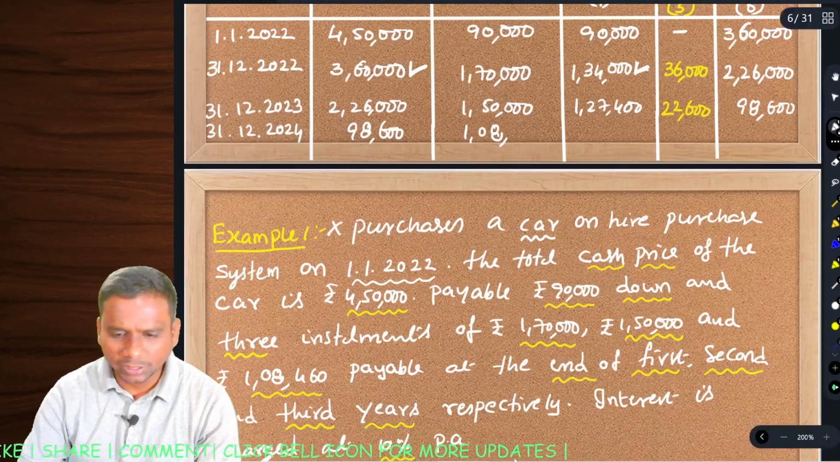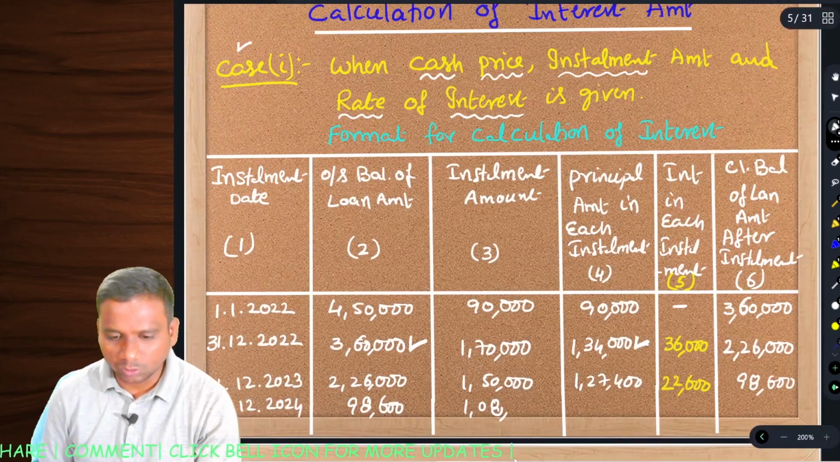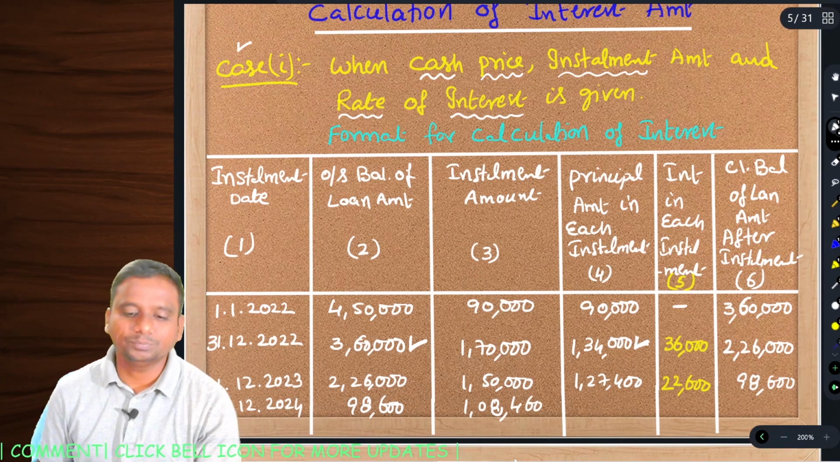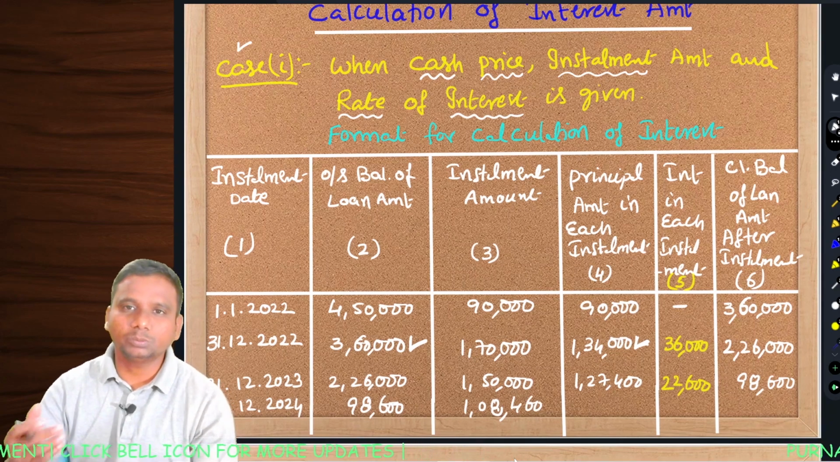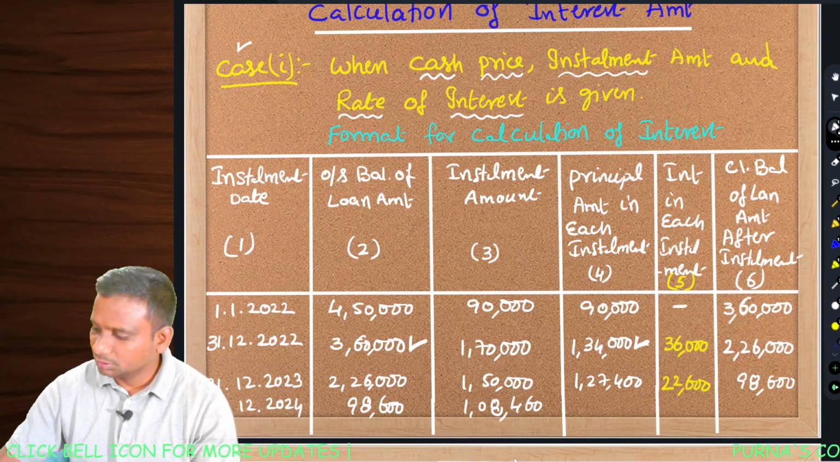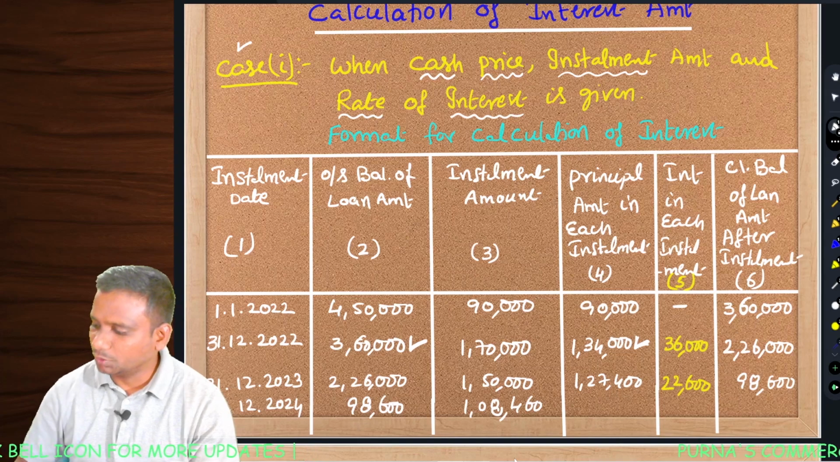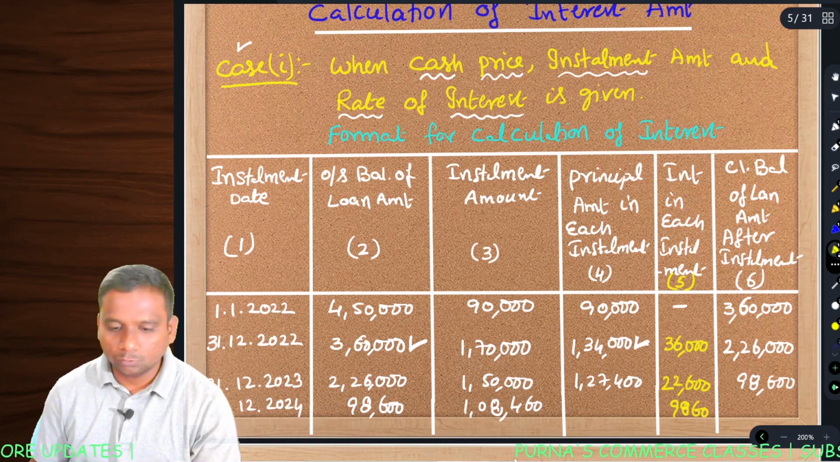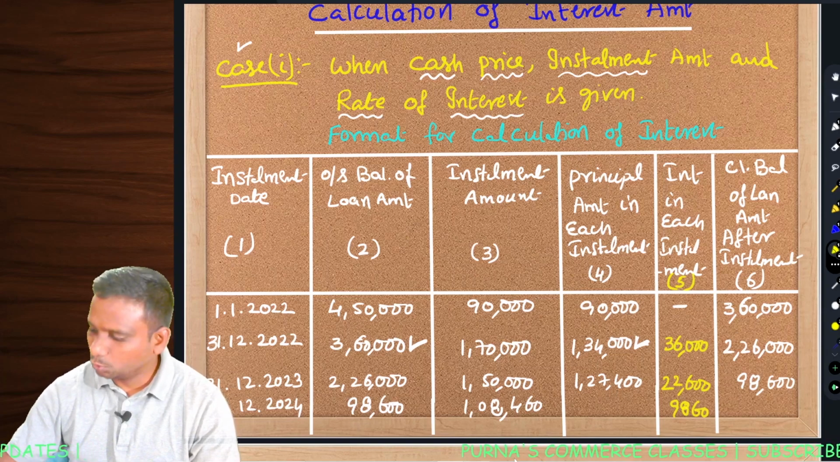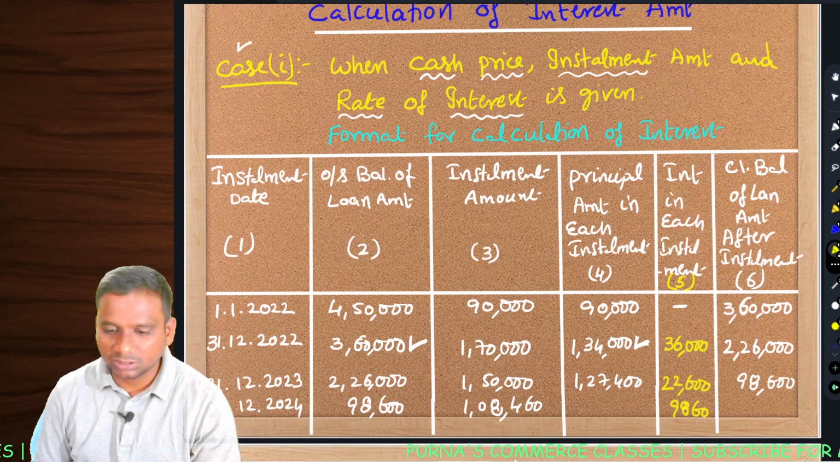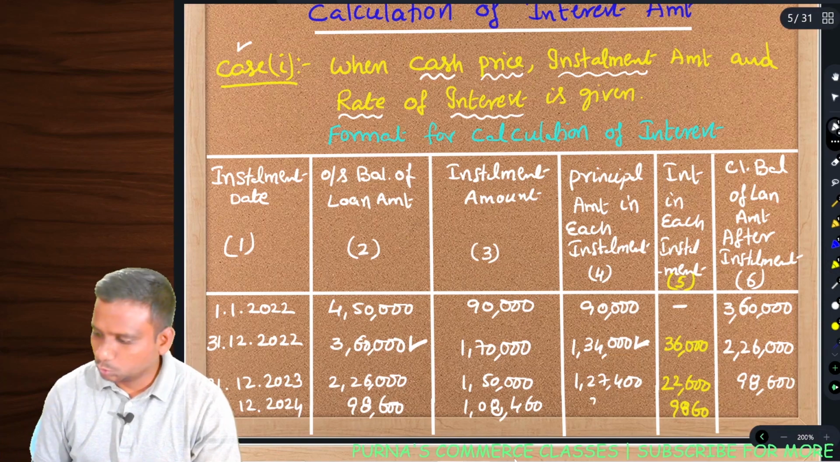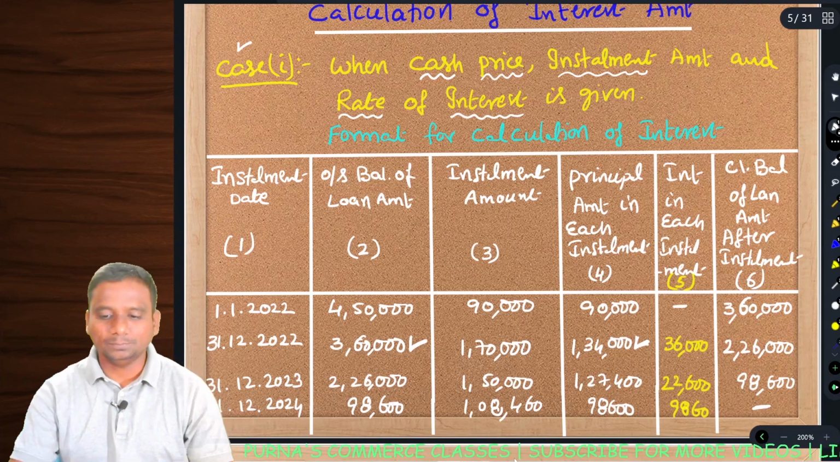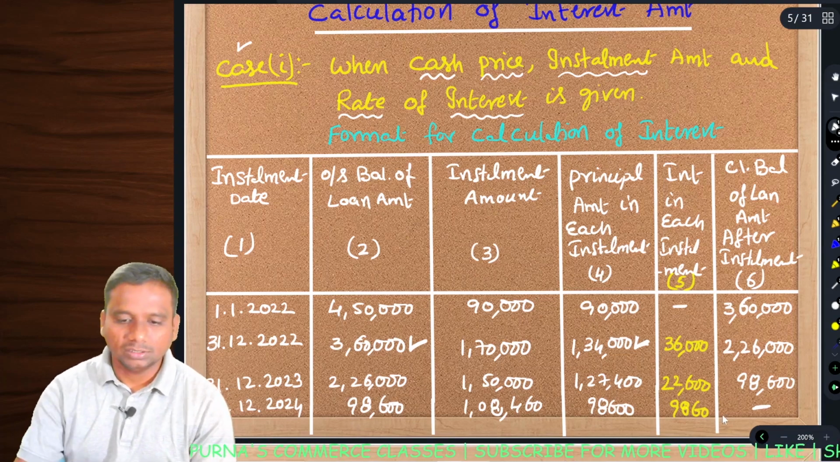Now, what is the installment amount we are paying? 1,08,460. This is the installment, and it includes principal and interest. Calculate interest: 98,600 into 10% comes to 9,860. Out of 1,08,460, we are paying 9,860 as interest. The remaining portion is towards principal. Now outstanding will become 0. Yes, this is the calculation.